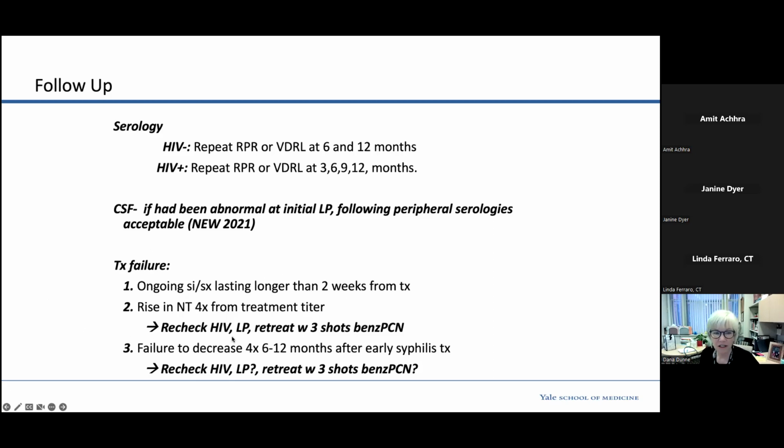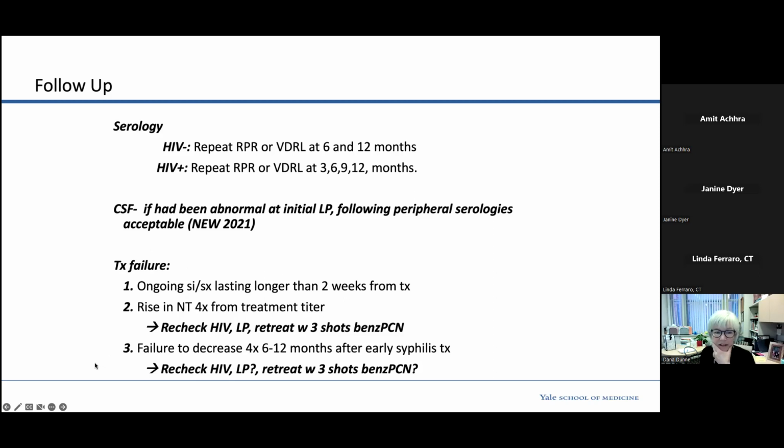So if you hadn't checked an HIV before, they suggest rechecking one in case that was not done the first time. And they do recommend doing a lumbar puncture in case there's evidence of neurosyphilis. And that's one of the reasons why they might have failed, because the treatment wasn't eradicating under-recognized central nervous system involvement. If those are unremarkable, they just suggest you retreat.